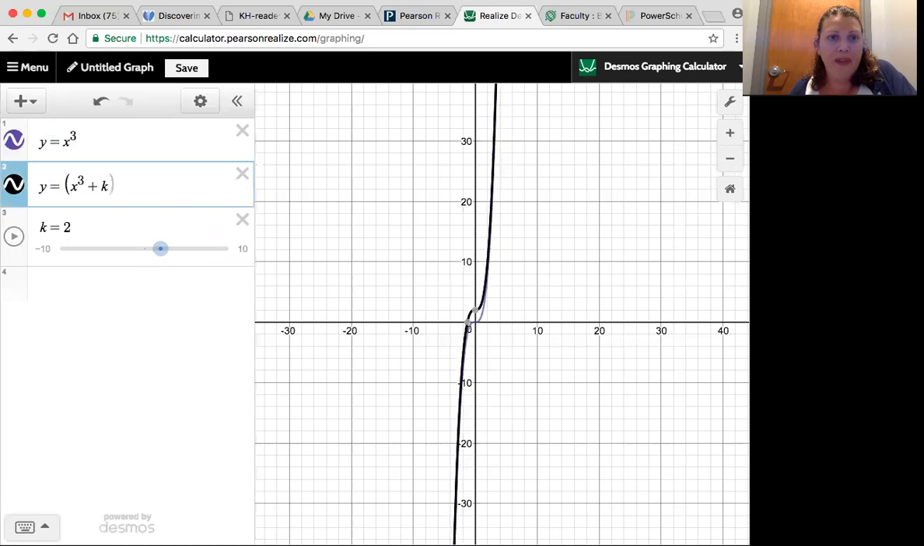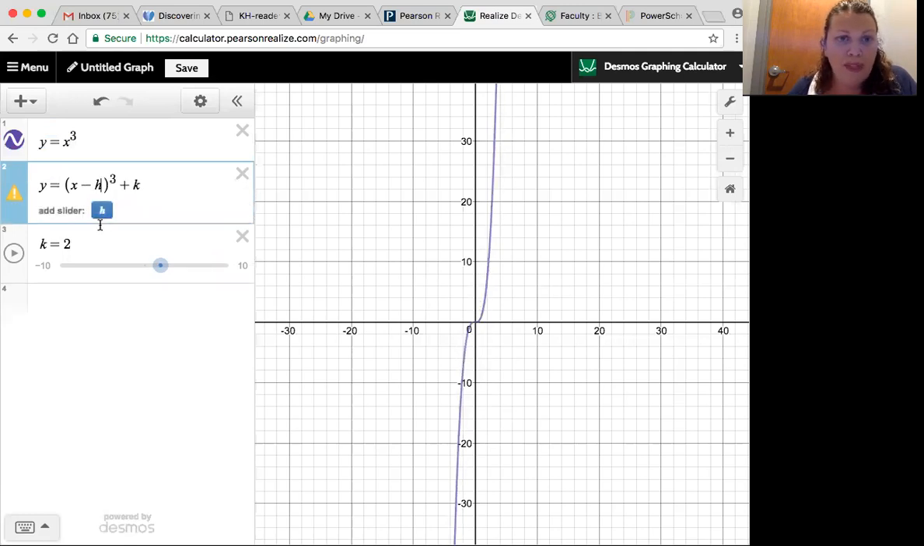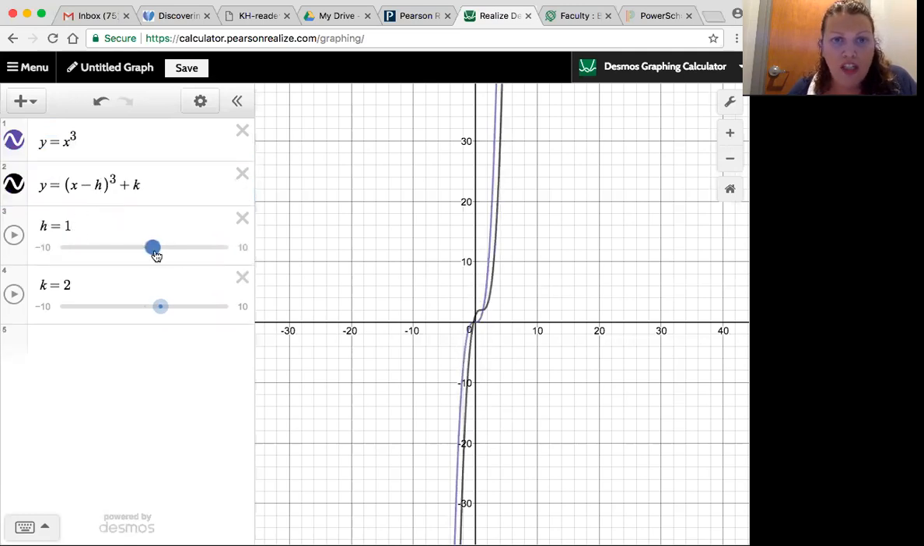Let's actually do an additional one on this. Let's take this and we'll do x minus h. And so h is going to move us on the x-axis. So you can see if I go left and right, I can move this to the 0. And I definitely encourage you to pull this up with your book and try this for yourself so you can see how things work.